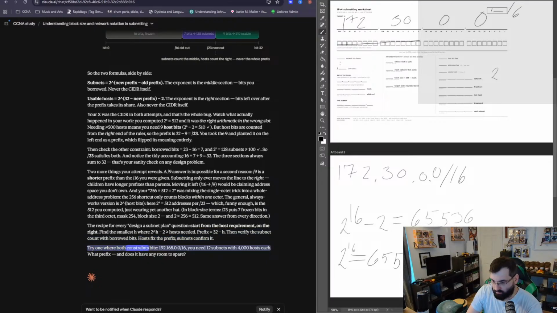Try one where both constraints bite. 192.168.0.0/16. You need 12 subnets with 4,000 hosts each. What prefix? And does it have any room to spare?